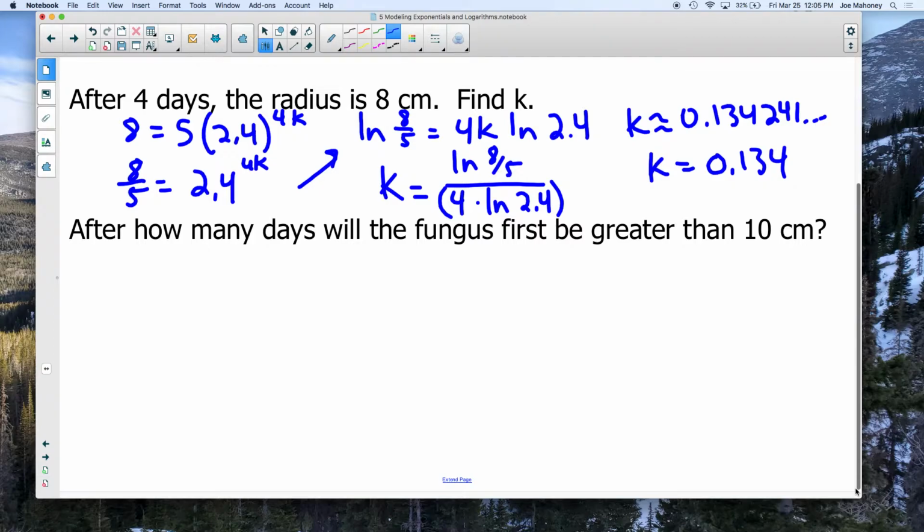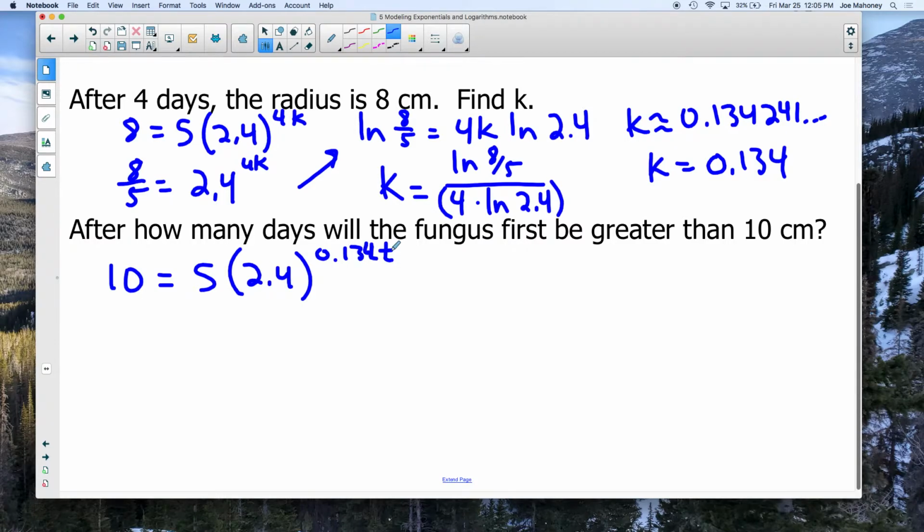So now that we know k, can you figure out after how many days will it first be greater than 10? Give this one a shot on your own. I'll wait for you. All right, so like before, we're going to plug in 10 for our output. And we get 5 times 2.4 to the 0.134 times t. And we're solving that equation.